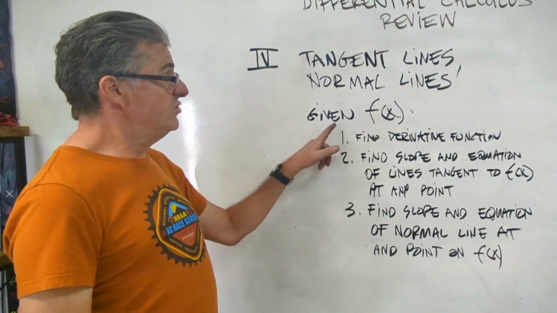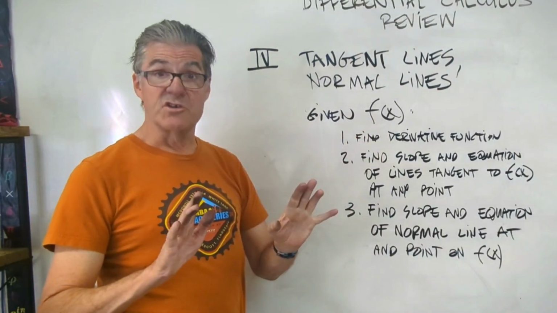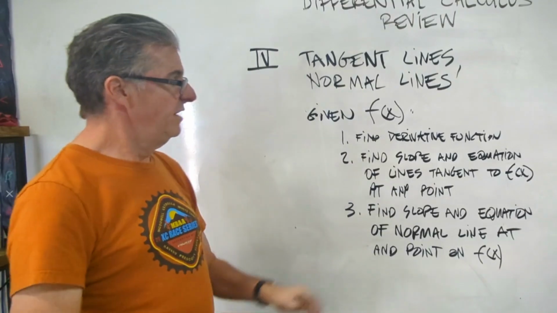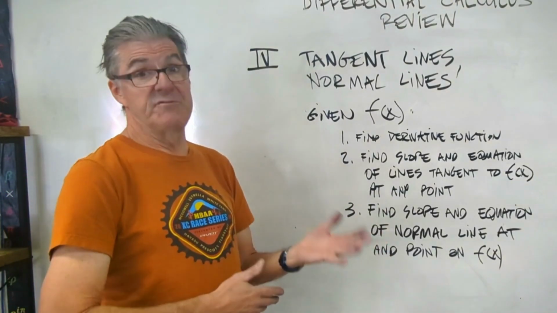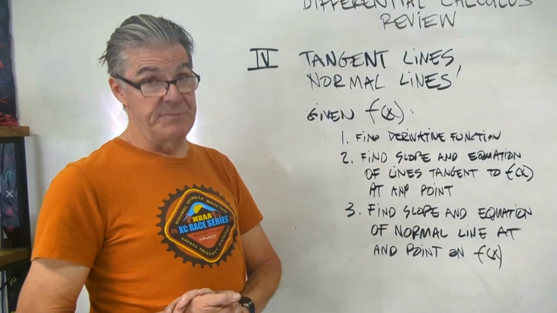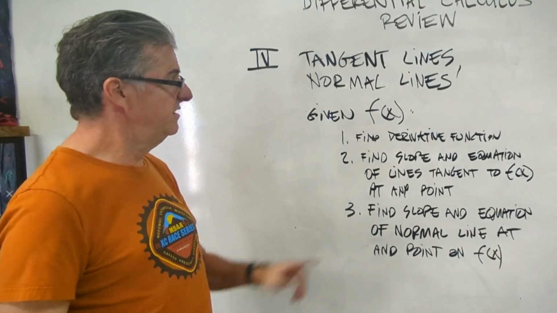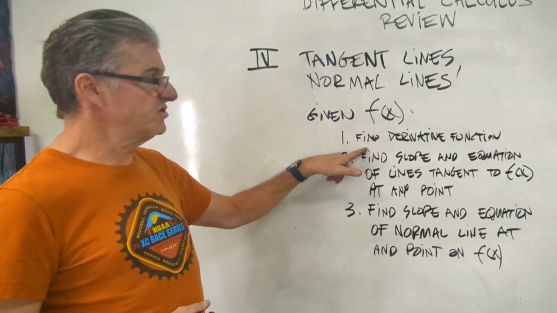Okay, so you could be given f of x, some function. Okay, it could be any function. You should be able to find the derivative function. So that's using all the derivative rules that we reviewed in the beginning of this review lesson. So you should be able to find the derivative of a function.